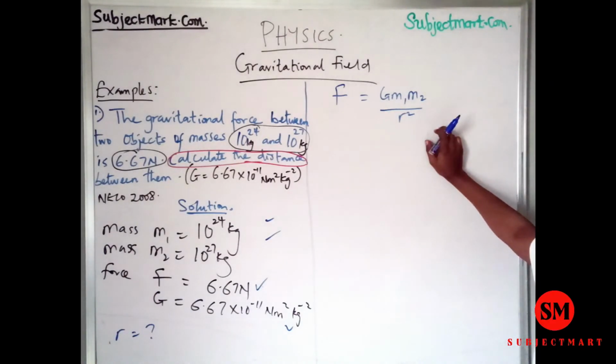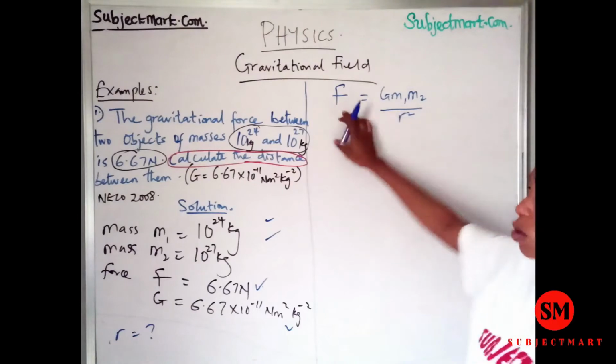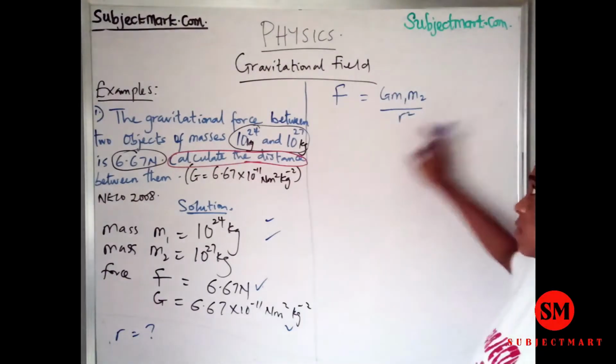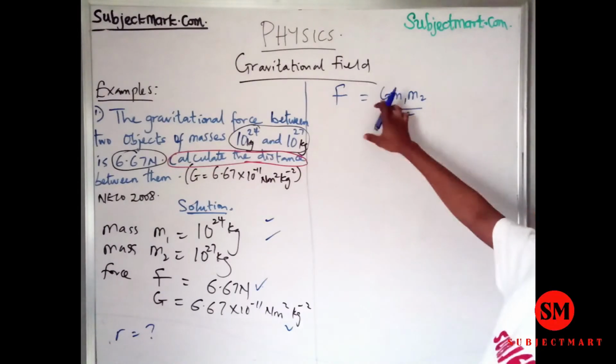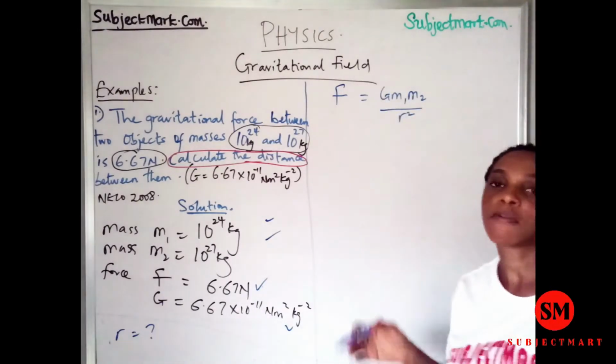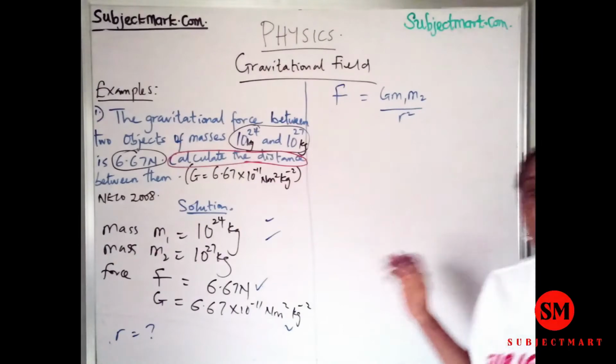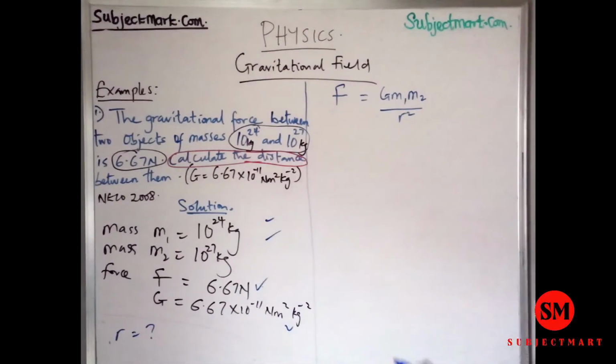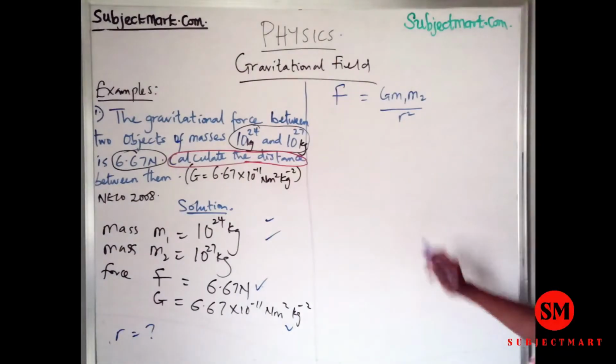So in other cases, they can actually give you G, M, and R. They will ask you to find F. The formula is still applicable. At times they will give you F, R, G. They will ask you to find M. This same formula is applicable. All you need to do is to make whatever it is you're asked to find the subject of the formula, like I'll be doing now.